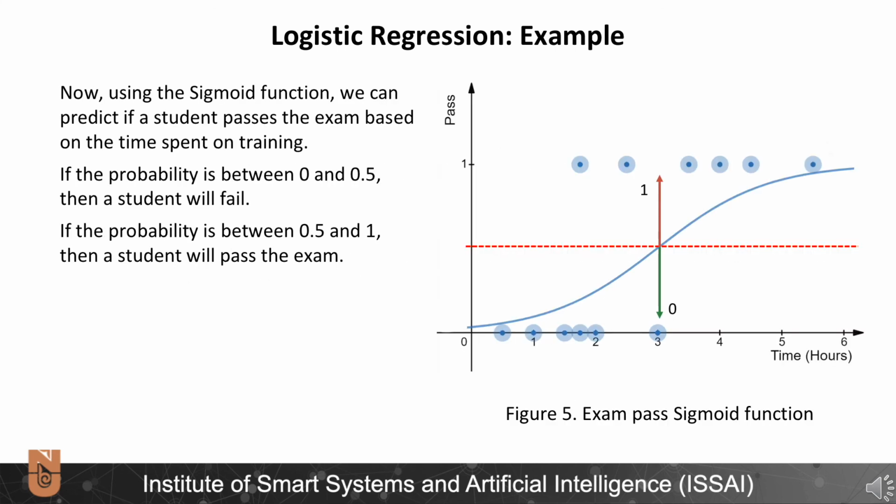Now, using the sigmoid function, which is shown in Figure 5, we can predict if a student passes the exam based on the time spent on training. If the output is between 0 and 0.5, then a student will fail the exam. If the output is between 0.5 and 1, the student will pass the exam.